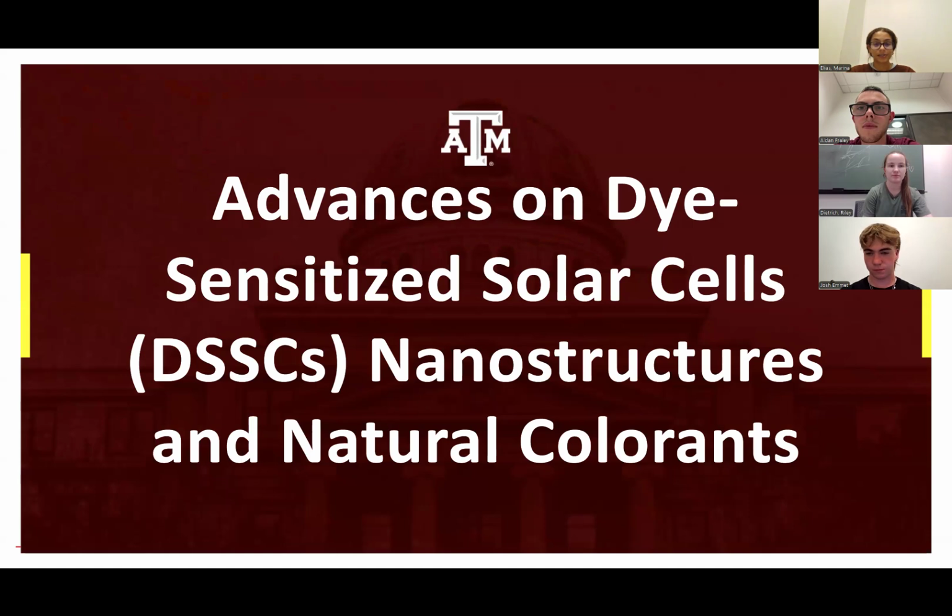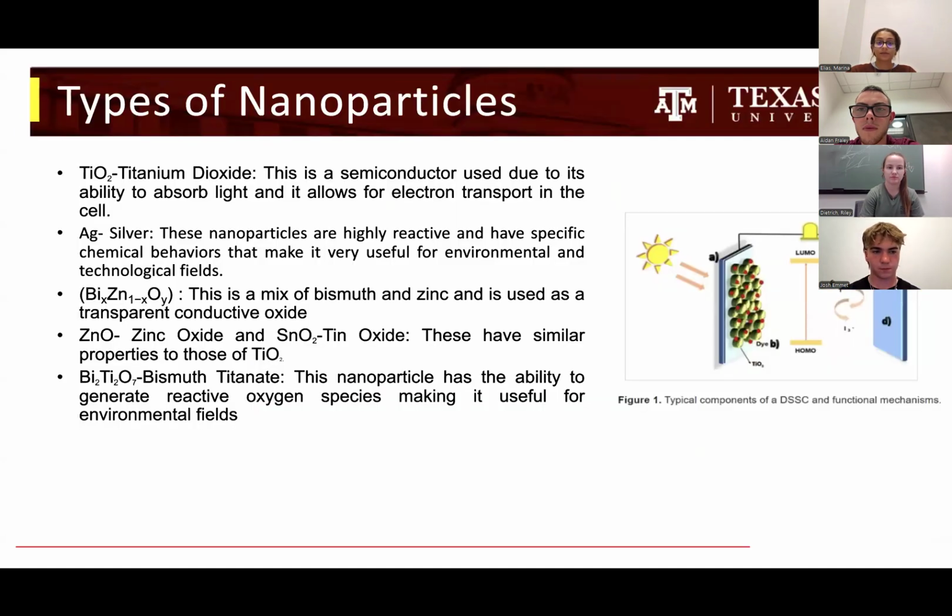So our second article is about advances on dye-sensitized solar cells, which are also known as DSSCs, nanostructures, and natural colorant. The type of nanoparticles seen in this article is titanium dioxide. This is a semiconductor used due to its ability to absorb light, and it allows for electron transport in the cell. Then we have silver.